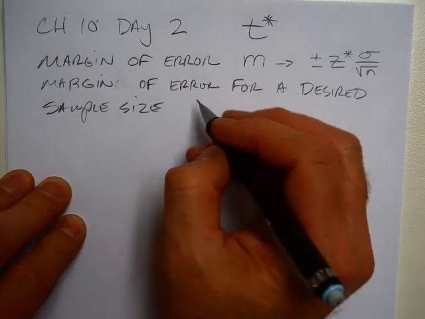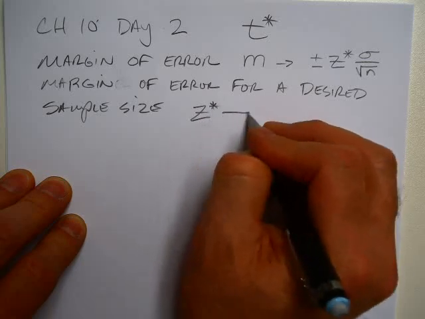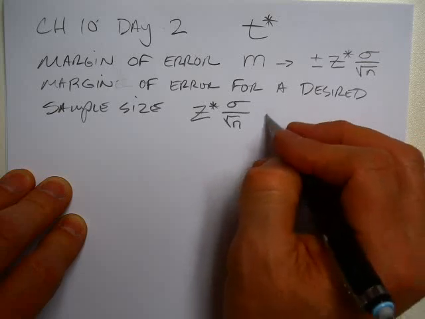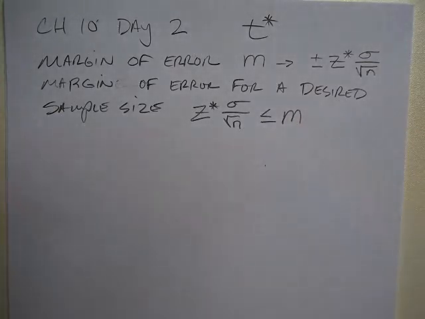The calculation for this is going to be Z star times sigma over root n is less than or equal to the M. So let's say we want a particular margin of error and we want to know how big the sample needs to be for that margin to occur. That would be the calculation we would use for that.